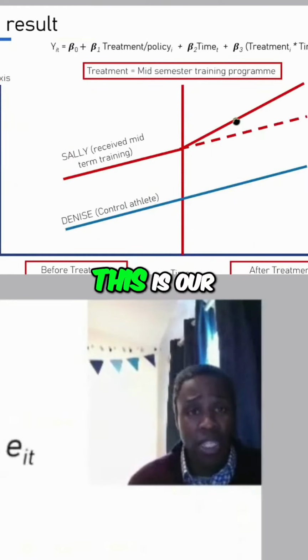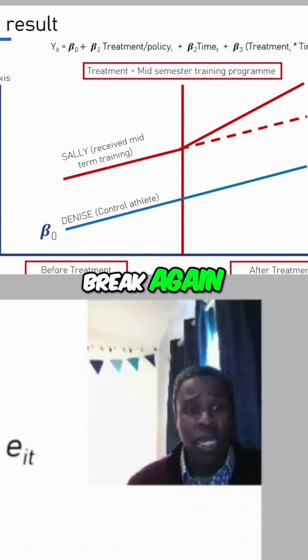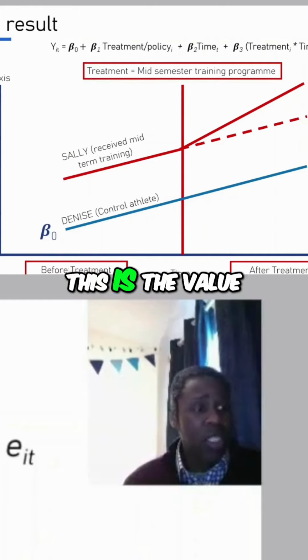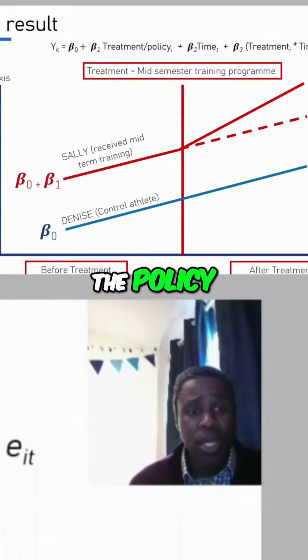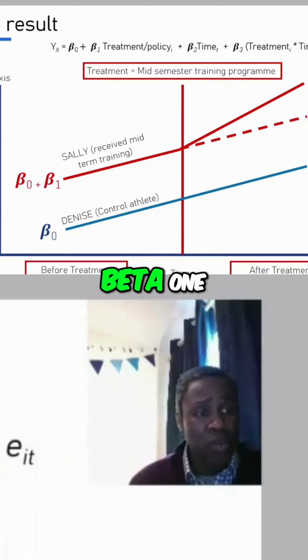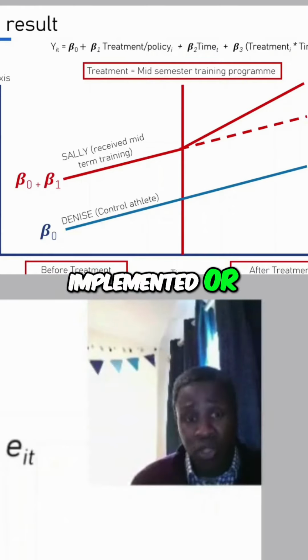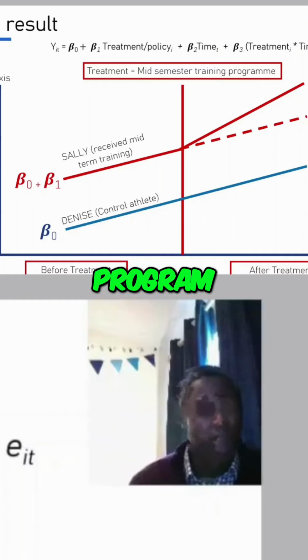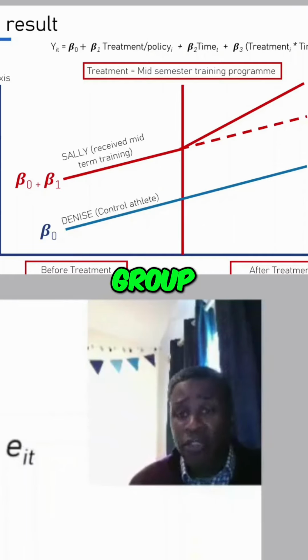And here we are. This is our equation again. This is the result of the equation. This is mid-semester break again. Beta 0: this is the value of the control group before the treatment of the policy. Beta 0 plus beta 1: this is the value of the treatment group before the policy is implemented, or the training program. Beta 0 and beta 2 is the value of the control group after the treatment.